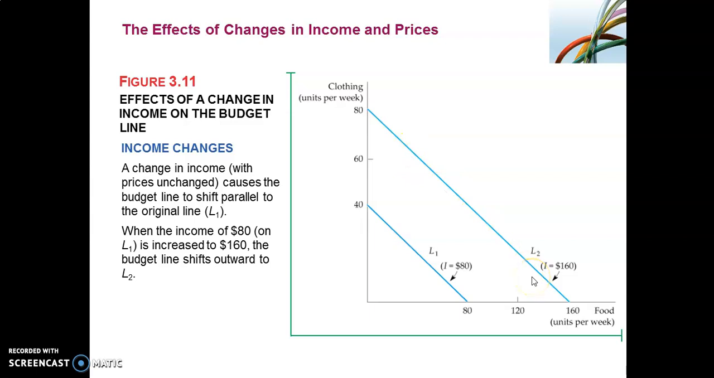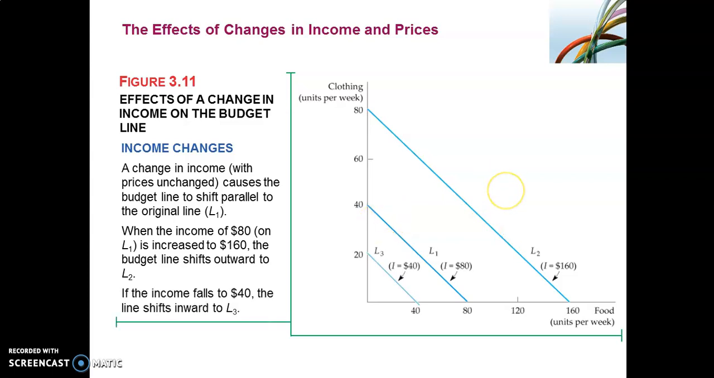So the ratio of the prices has not changed. However, income has increased. And as a result of that, we can determine what the new vertical and horizontal intercept would be. We would still say 160 divided by the price of clothing, and the price of clothing was $2, hence 80 units of clothing can be bought, and $160, the income divided by the price of food, which was $1, would result in 160 units per week of food. So you can see an increase in income results in a parallel shift outward.